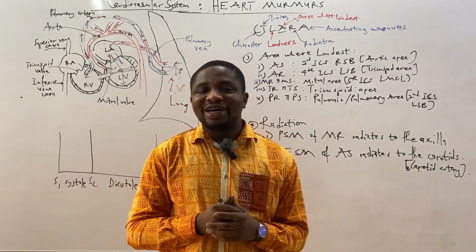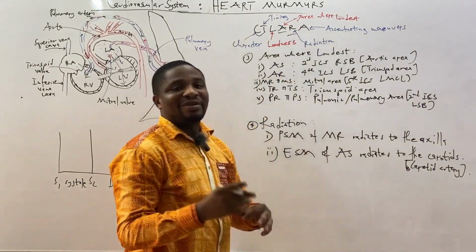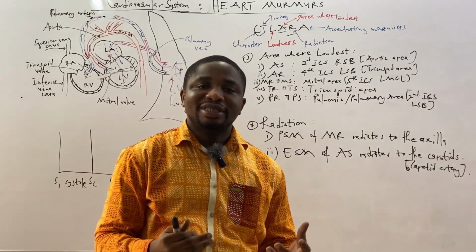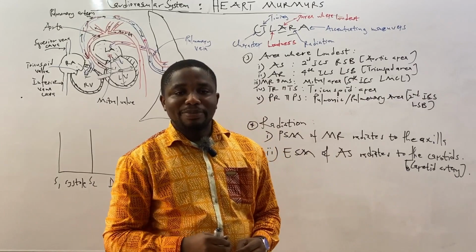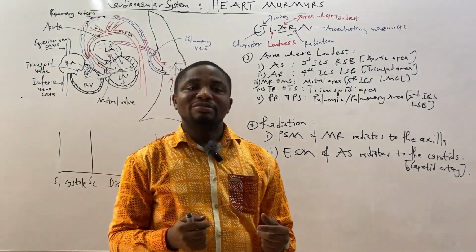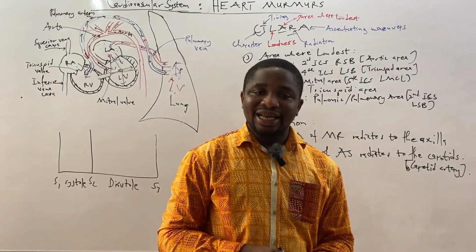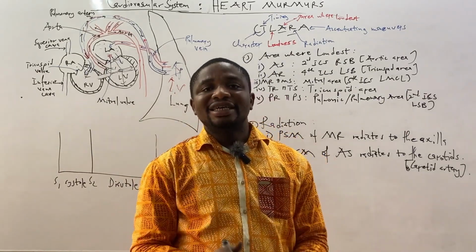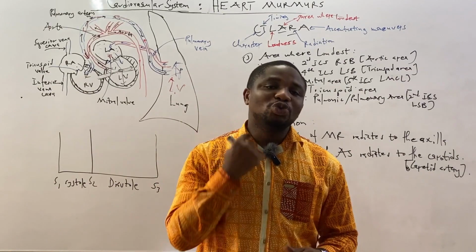Now, let's move ahead and look at the next one, which is the radiation. For the radiation, pay attention very well. There are two murmurs that classically radiate. We are looking at the pansystolic murmur of mitral regurgitation. The pansystolic murmur of mitral regurgitation radiates to the axilla. Please take note of that. And the ejection systolic murmur of aortic stenosis radiates to the carotid.